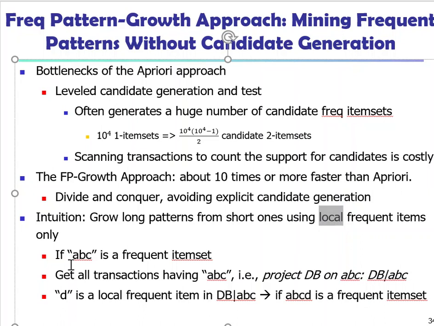So for example, if ABC is a frequent item set, then let's get all the transactions that have ABC. In other words, we project the entire database onto ABC and find a local partition of the transactions containing ABC. And then within this local context, we find frequent items and see whether we can grow this pattern or not. Okay, so this is the intuition.